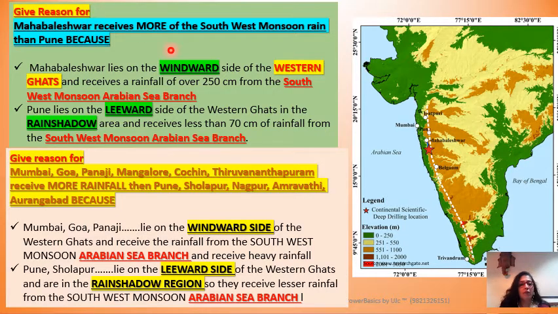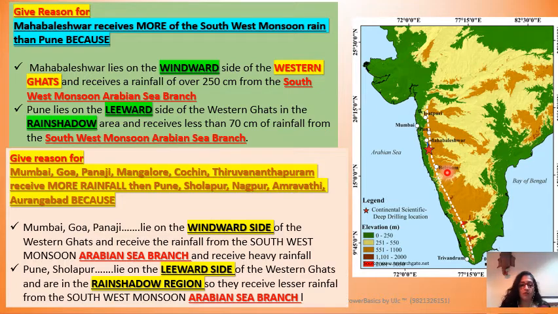Give reason for: Mahabaleshwar receives more of the southwest monsoon rain than Pune. So you have the Western Ghats here, this dotted line. Mahabaleshwar is on this side, the windward side. Pune is on the other side, leeward side. Whenever some place has more rain, it is on the windward side. Mahabaleshwar lies on the windward side of the Western Ghats and receives a rainfall of over 250 centimeters. Pune lies on the leeward side of the Western Ghats in the rain shadow area and receives less than 70 centimeters of rainfall. And both of these receive rainfall from the southwest monsoon Arabian Sea branch.